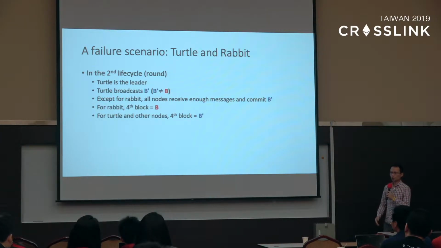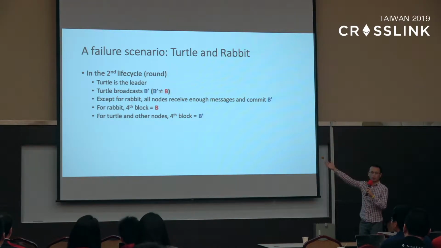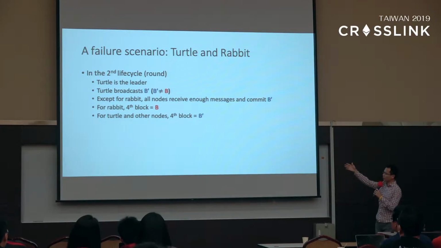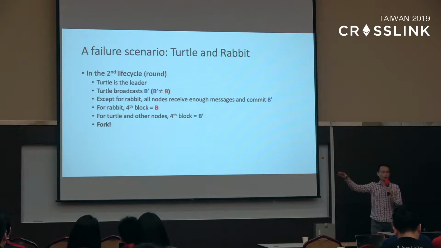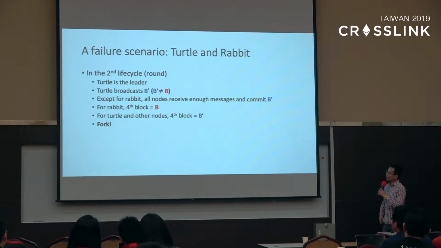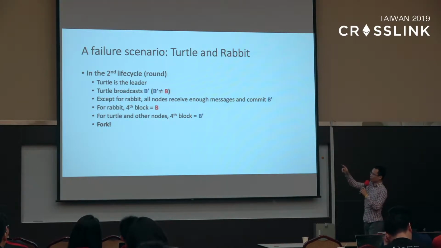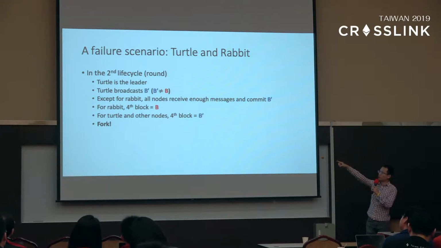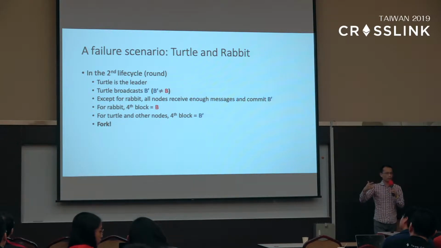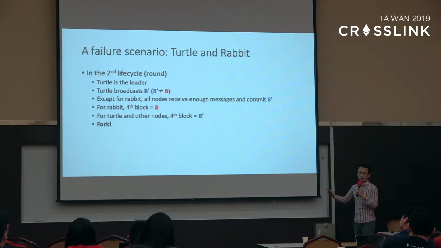So in short, we have a fork. Why? Because for the rabbit, the 4th block is B, but for the turtle and other nodes, the 4th block is B prime. Okay. So again, we have a fork, and we don't want to have a fork in our design. Okay. So let's try to find the root cause of this issue. The reason that we have a fork is because the turtle broadcasts a different block. Okay, so the block proposed by the turtle is B prime, which is different from B, which has already been committed by the rabbit as the 4th block.